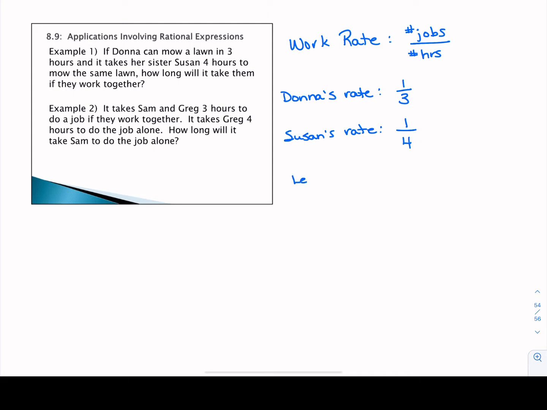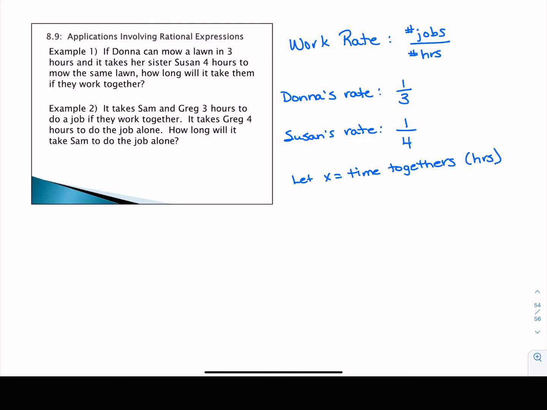So what we want to do here is let x equal the time together. This is going to be the number of hours that it would take them if they were working together on the same job. I'm just going to put in brackets here that this is going to be measured in hours. Now there's a standard formula for these kinds of problems that I like to practice with.